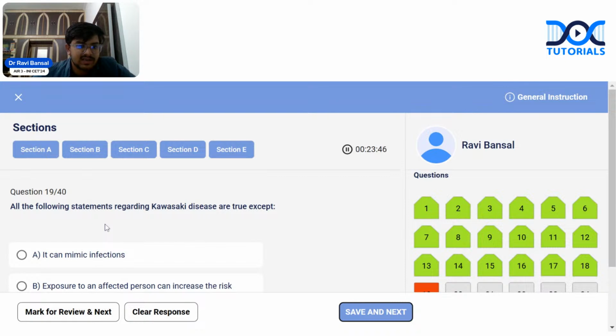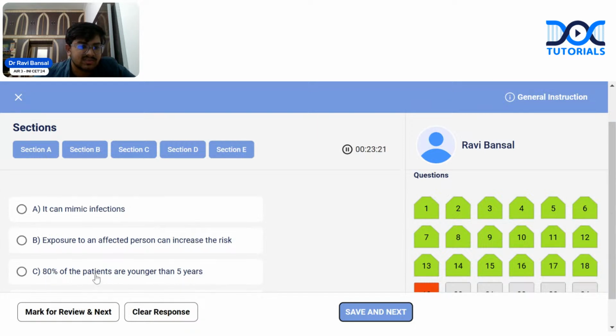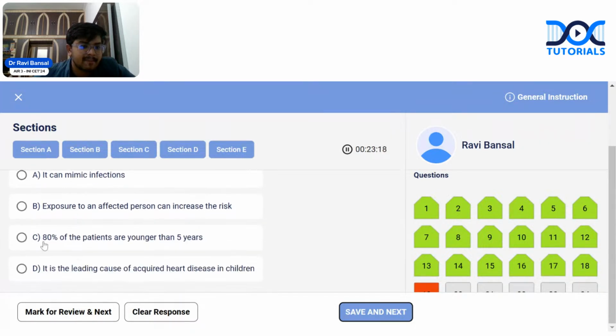All of the following statements regarding Kawasaki disease are true, except: it can mimic infection. Obviously, Kawasaki is a differential diagnosis with infection. Exposure to an affected person can increase the risk. I do not know about this. 80% of the patients are younger than 5 years. Yes, Kawasaki is a disease of children. I do not know about this figure, but obviously they want to say most of the patients are less than 5 years. So this is correct. It is the leading cause of acquired heart disease in children. It causes coronary artery aneurysm, but I'm not sure whether it is the leading cause or a rare cause.